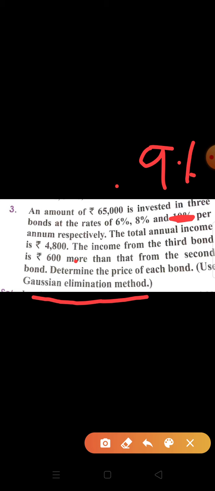Once again, listen. An amount of 65,000 is invested in three bonds. Let the three bonds be X, Y, Z. We take X, Y, Z at the rates of 6%, 8% and 9% per annum respectively. The total annual income is 4,800. That is total interest, for X 6%, for Y 8% per year, for Z 9% per year.